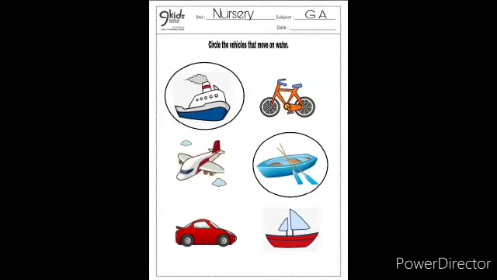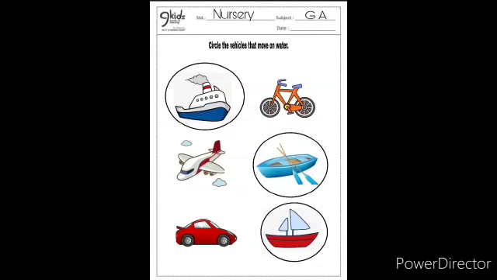The next picture is of a boat. Boat is a water vehicle. So we have circled the picture. The next picture is of a car. Car is a land vehicle. So we will not circle the picture. The next picture is of a boat. Boat is a water vehicle. So we have circled the picture of the boat. I hope you all have done the worksheet in the same way.